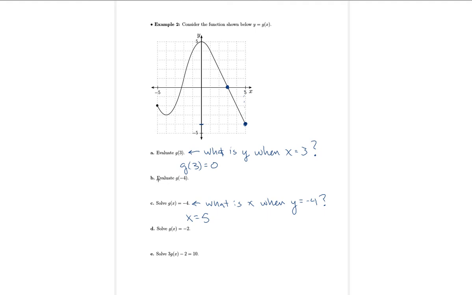But let's check out this one, g of -4, right? So you should have realized the -4 is the x value. So I'm going to go over 1, 2, 3, 4 in the negative direction, and I'm going to ask myself, what's the y value? The y value there is 3, or -3, excuse me. So -3 should be our answer for part B.